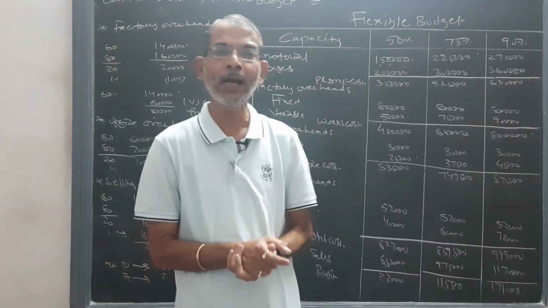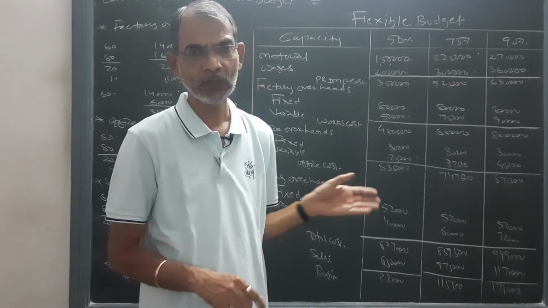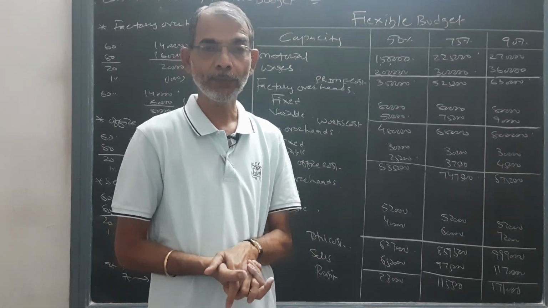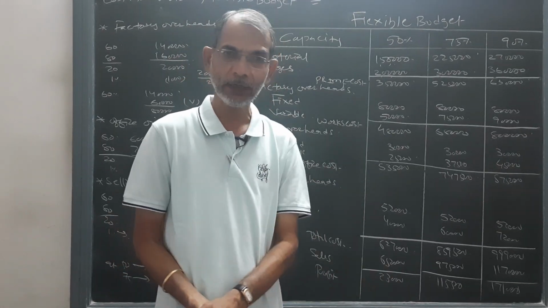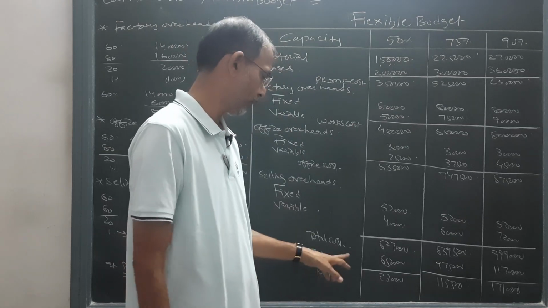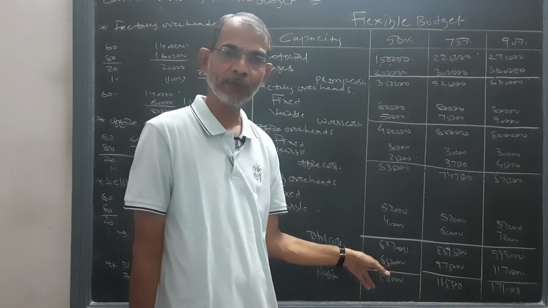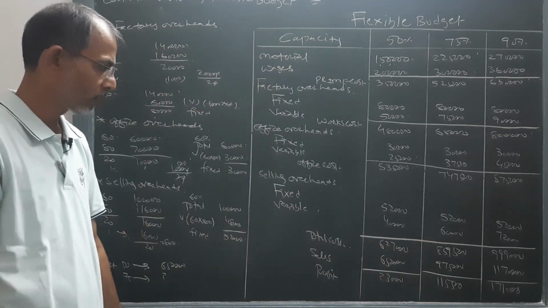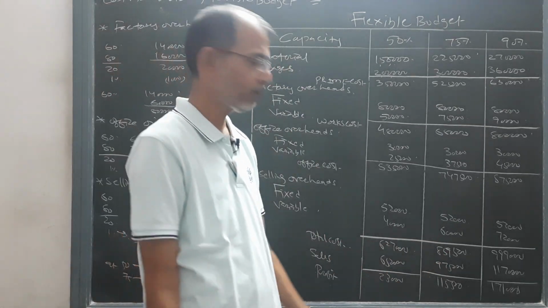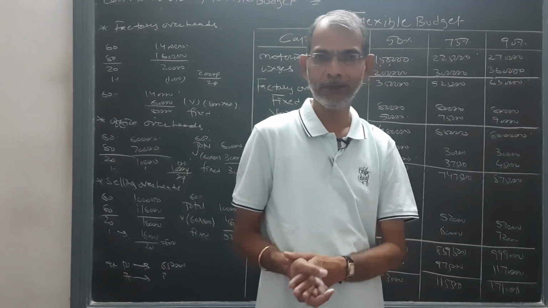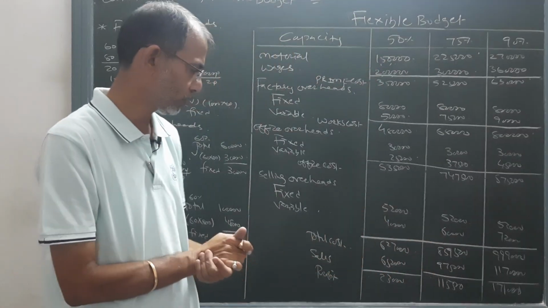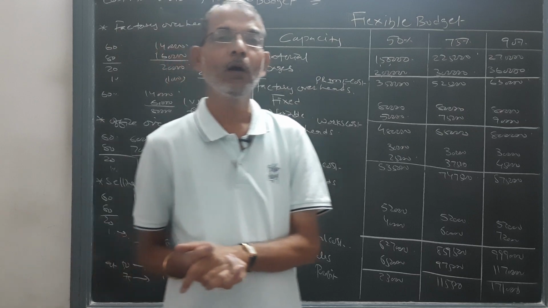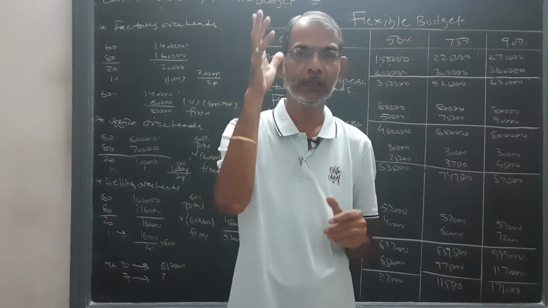Now sales at 50% capacity was given, that is 650. So profit was 23,000. Similarly, for 50% capacity, sale is 650. For 75% capacity, that will be 9,75,000, and for 90% capacity, that will be 11,70,000. In this way we got profit for all three capacities.